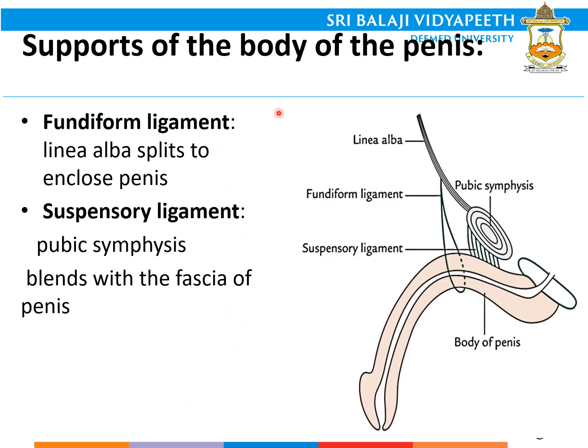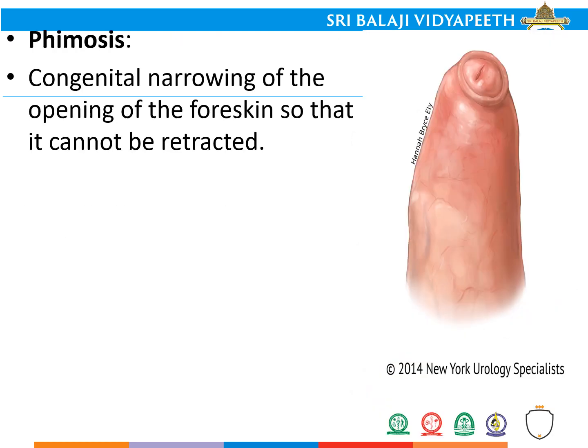Supports of the body of the penis. The penis is supported by two ligaments, the fundiform ligament and the suspensory ligament. The fundiform ligament extends from the linea alba and it splits to enclose the penis. The suspensory ligament extends from the pubic symphysis and it blends with the fascia of the penis.